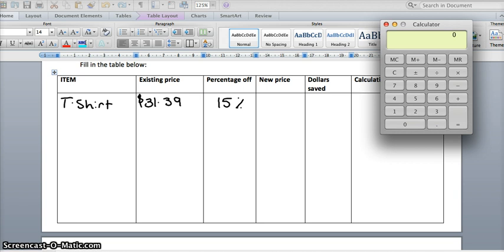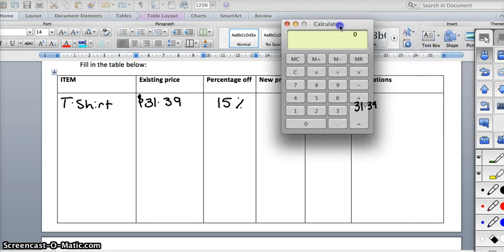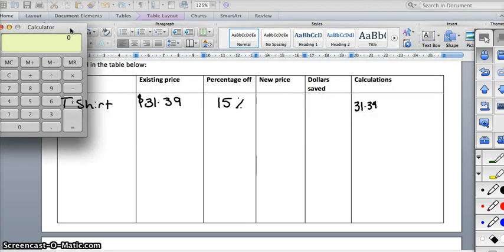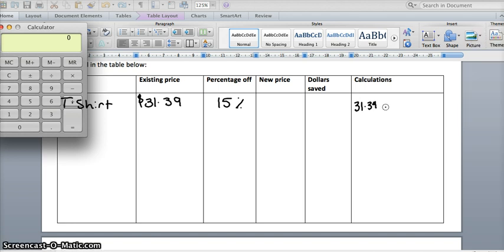So we're trying to find the new price. We're saying it used to be $31.39, but it's 15% off. It's a 15% off sale, which is times by the 0.15. Times what by the 0.15? Existing price. Excellent. You'd multiply the existing price, $31.39, by the discount off, which is 0.15. That would give you your new price, would it not? Or not?